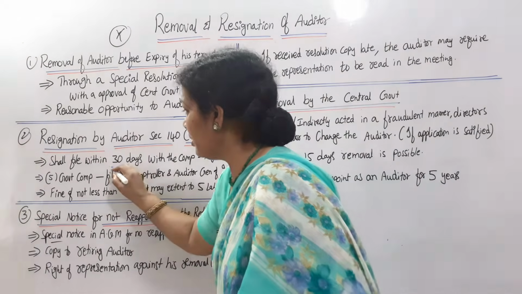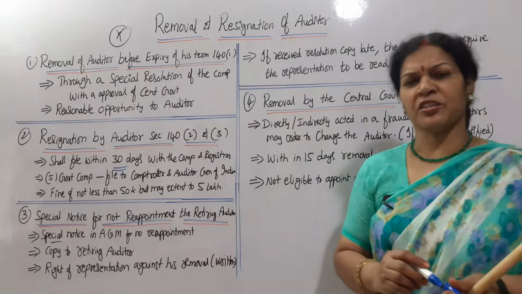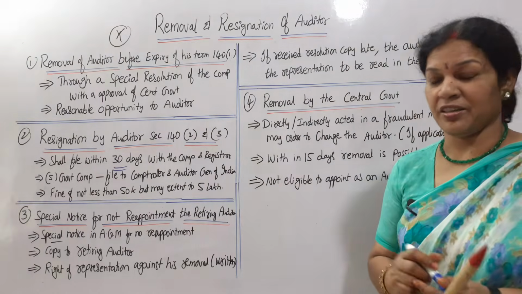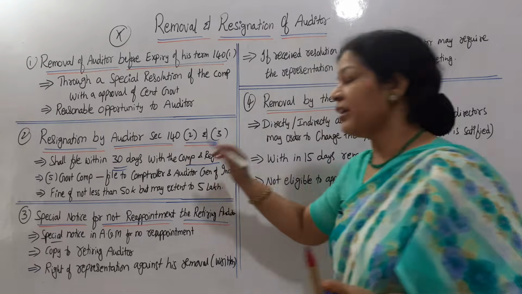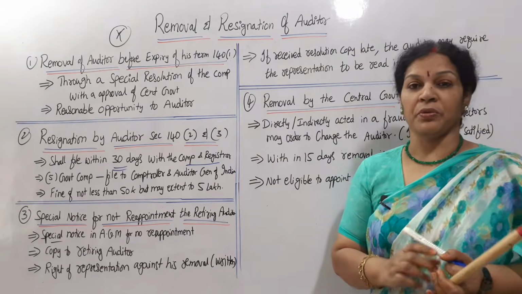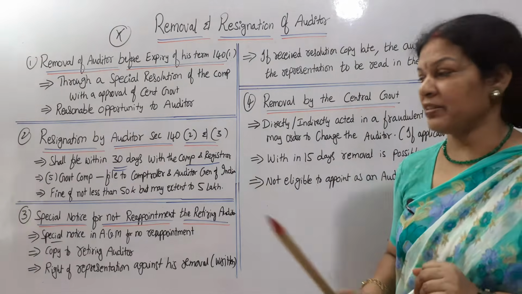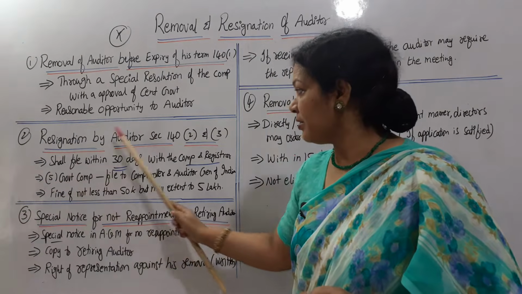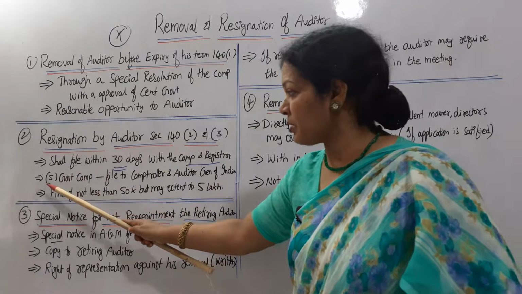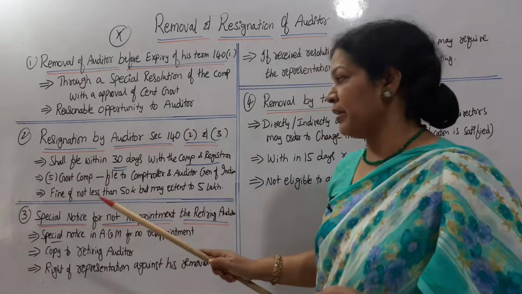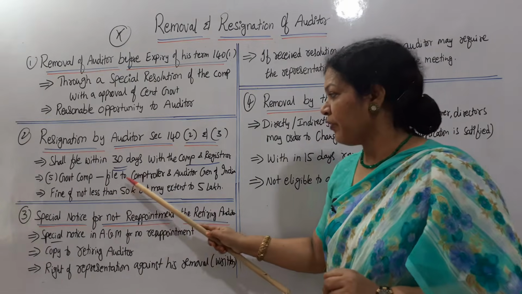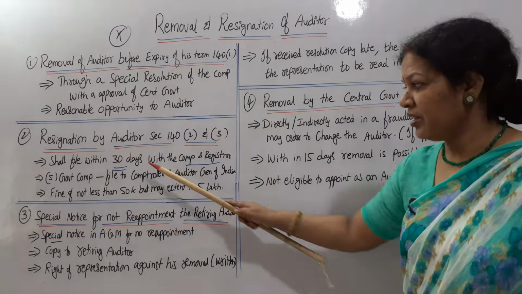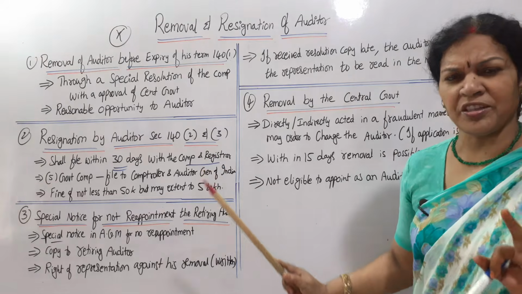So he must file at least 30 days before, with the company and registrar. He has to give a notice 30 days before. Then after that, as per section 140 subsection 5, if it is a government company, he files with the Comptroller and Auditor General of India. If it is a normal company, the company and registrar is enough.